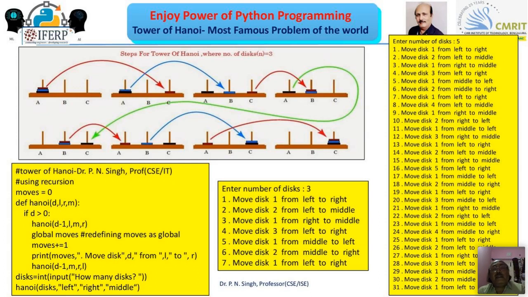So for three diskettes, I'm using the word diskettes, like they use the word cassette, no? So diskette we can also use. For three diskettes, it takes seven movements. If it is four diskettes, it takes 15 movements. If it is five diskettes, it takes 31 movements. If it is six, then 2^6 - 1, that is 63. If it is seven, then 128 - 1, 127 movements.